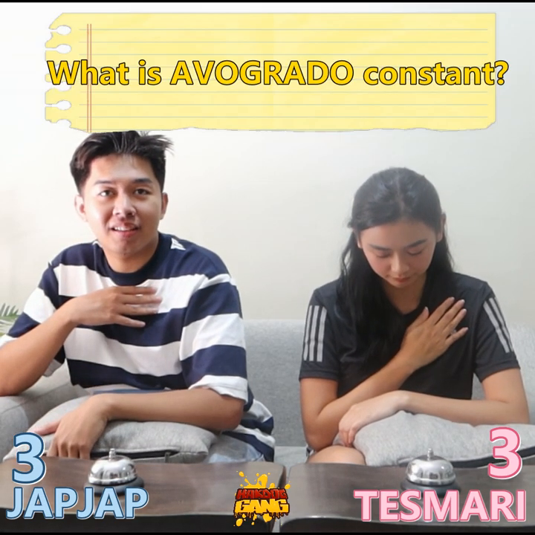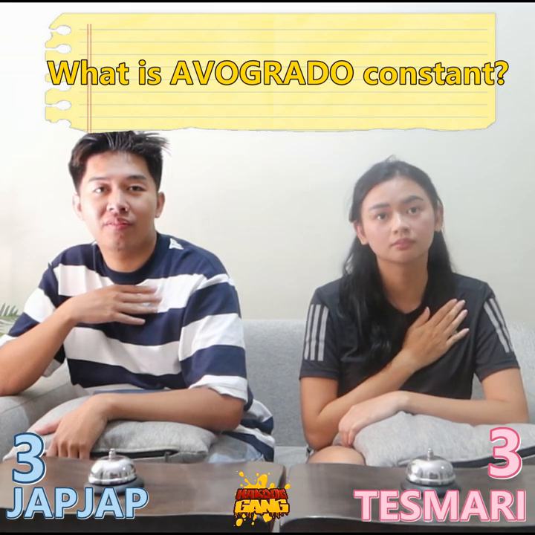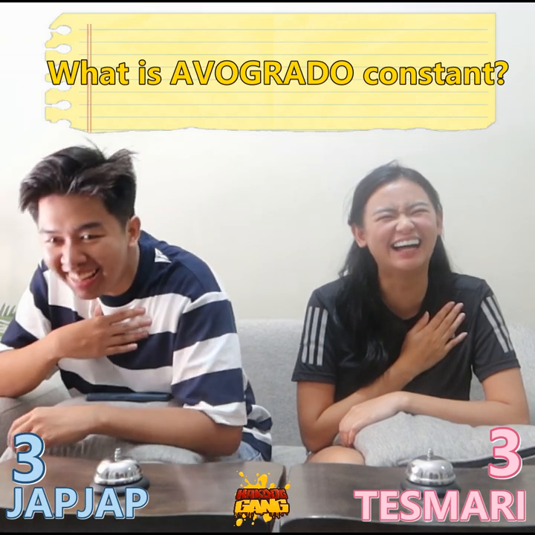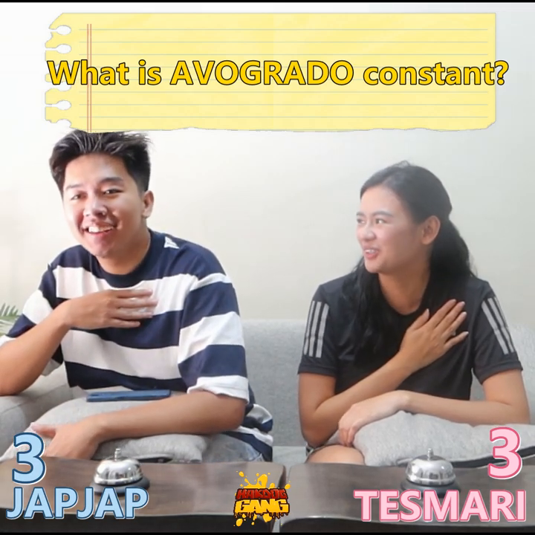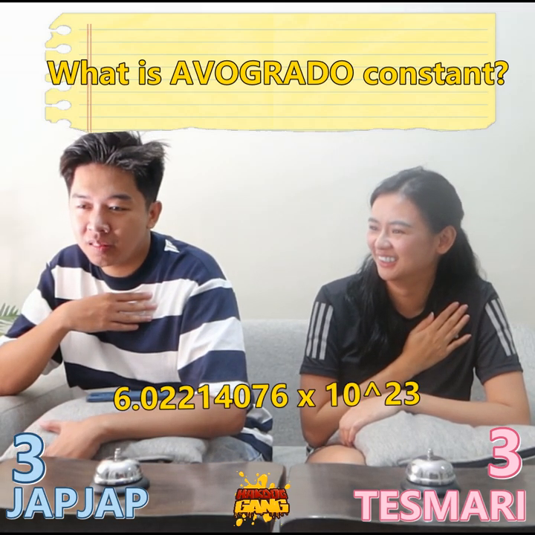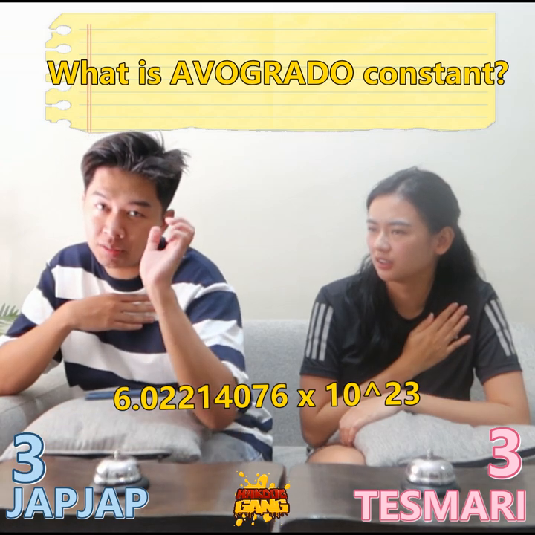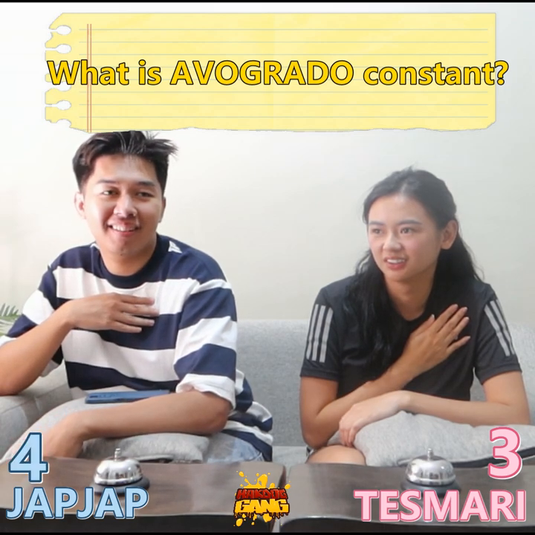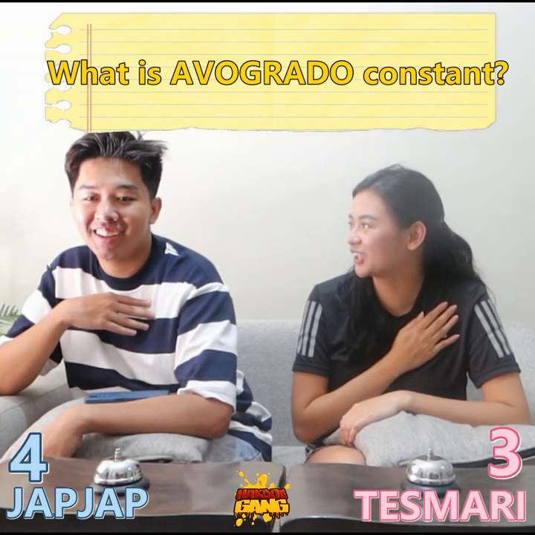Question number 7. What is Avogadro constant? Avocado? Avogadro. Hindi mo alam yan. 6.02214076 times 10^23. Wow, grabe okay. Correct? Grabe naman yun. So, 1 point for JAPJAP.